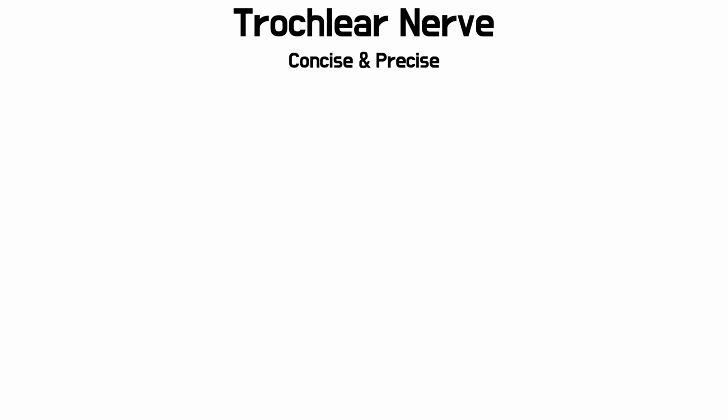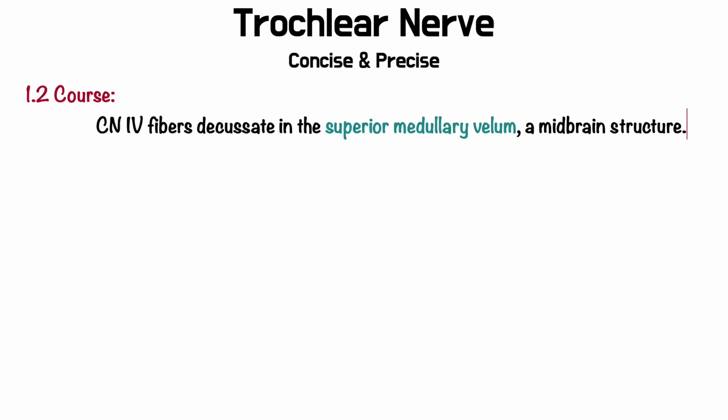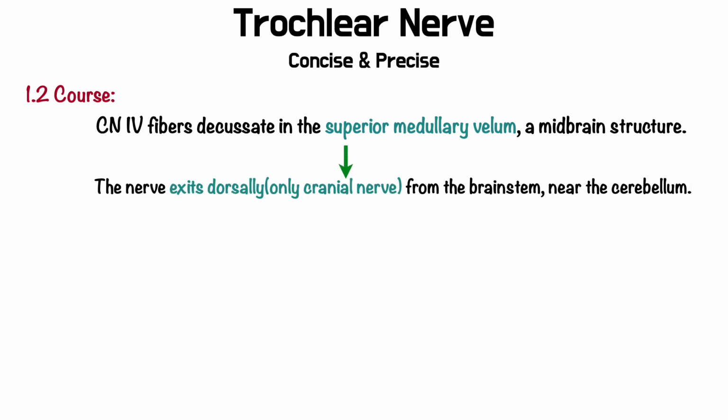So let's talk about the course of the trochlear nerve. The fibers of the trochlear nerve decussate in the superior medullary velum, a midbrain structure, right? And after crossing in that portion, the nerve exits dorsally from the brainstem, which makes it the only cranial nerve that exits dorsally from the brainstem near the cerebellum, right?